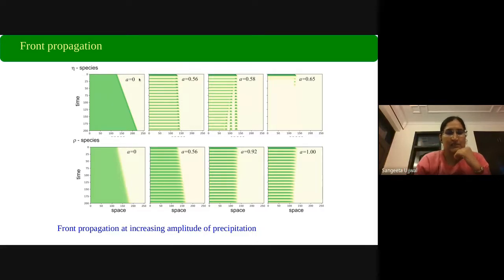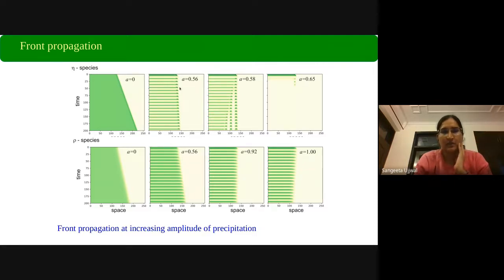If we see these patterns for eta species, then when A is zero, A equals zero means that the precipitation is constant, so there is no periodic forcing. Then we see that there is a front that is propagating in this direction. So the vegetation front propagates and it reduces the bare soil front, and one can calculate the velocity of this propagating front.